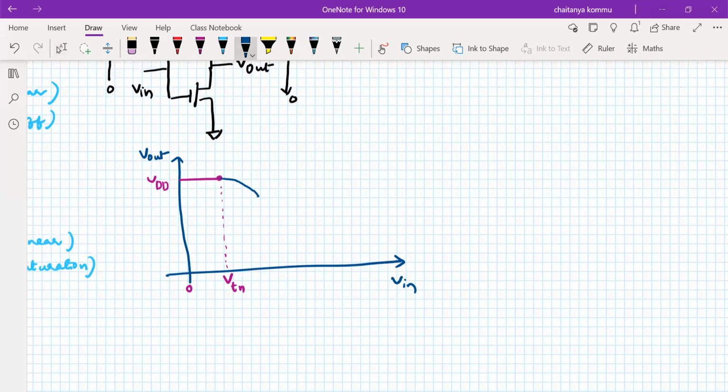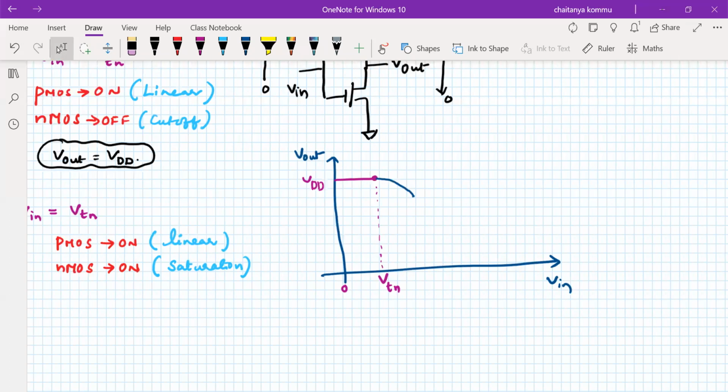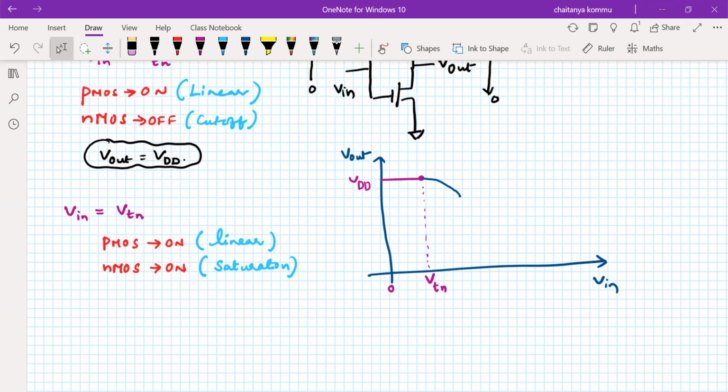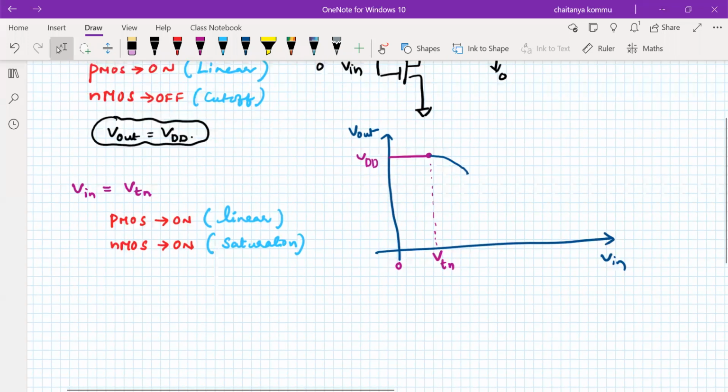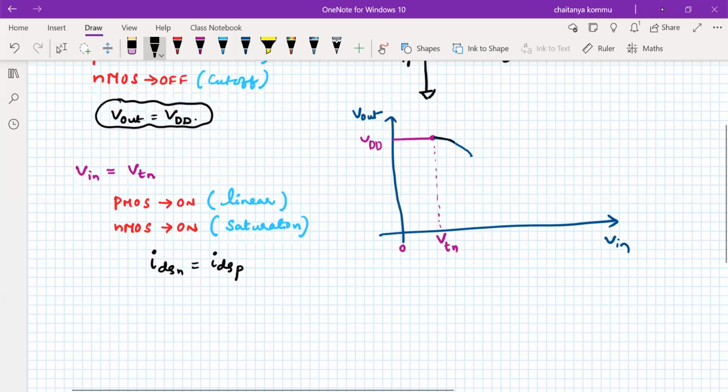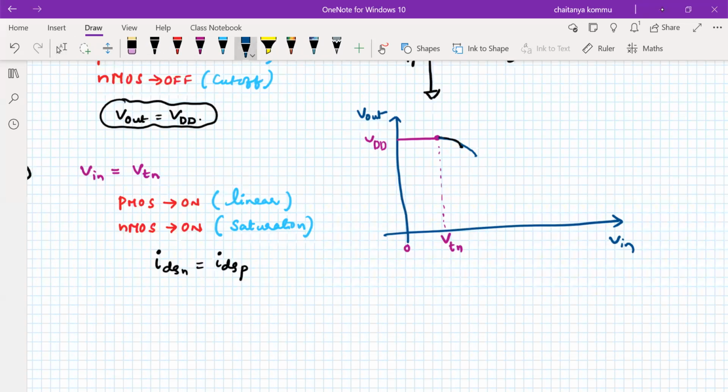The reason is that NMOS and PMOS both are on. Therefore, the PMOS linear current equation and the NMOS saturation current equation must be equal. IDSN is equal to IDSP, so both currents are equal. Because of this relationship, it will have some parabolic nature in this way. So this is observed in this fashion.